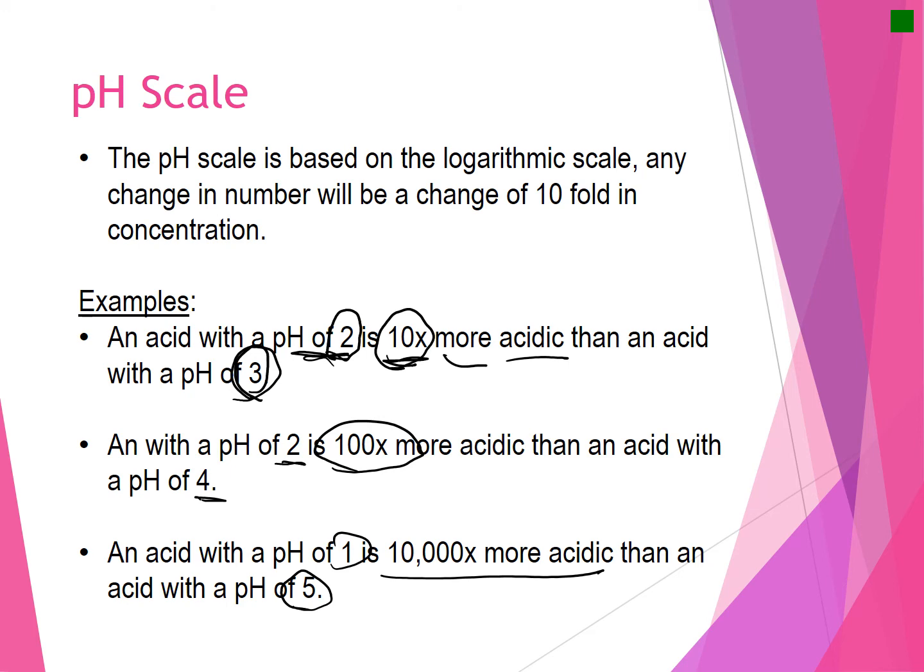All you have to do is take the difference between the two pH numbers and make that the power of 10. So 3 minus 2 equals 1, so it's going to be 10 to the power of 1.